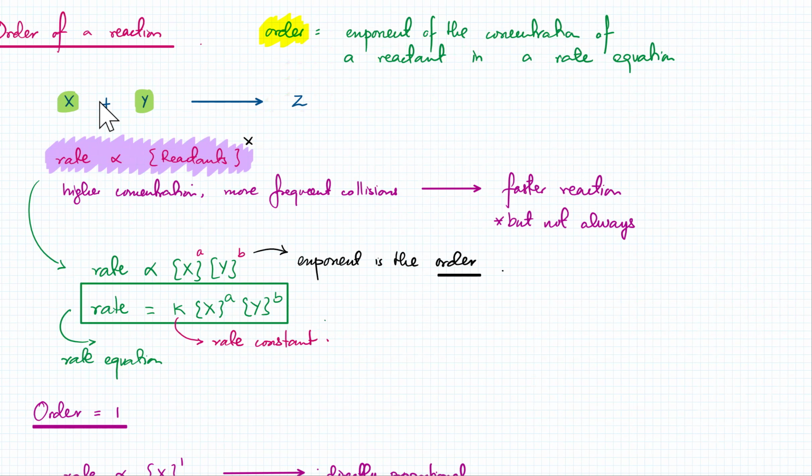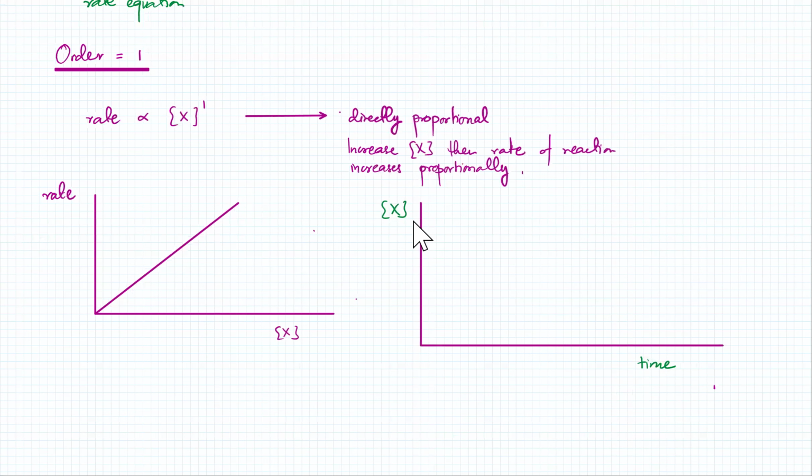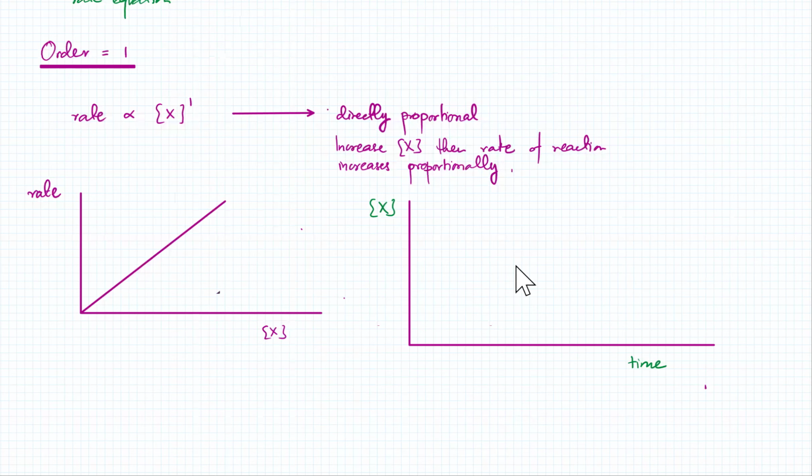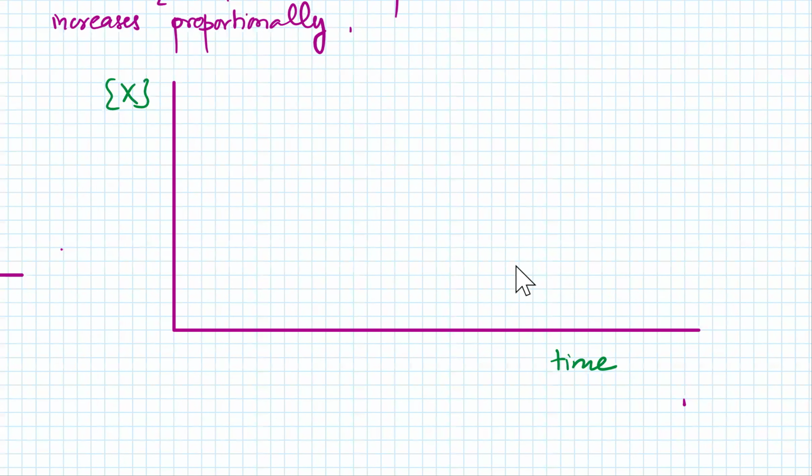Order one means that the reaction is going to be very fast in the beginning because you've got a lot of X on the reactant side. Then slowly the X will get used up, the concentration will decrease, and the rate of the reaction will also decrease proportionally. So initially the reaction would be very fast. My concentration of X is going to be maximum at the beginning. Let's say it's starting at this point. The reaction would be very fast in the beginning because the concentration of X is very high.